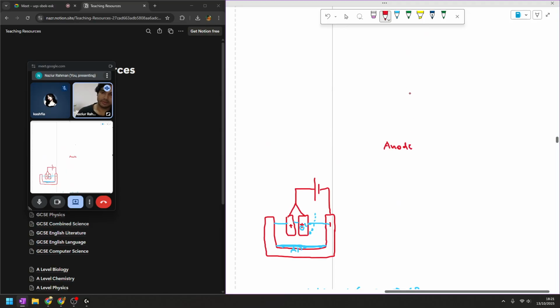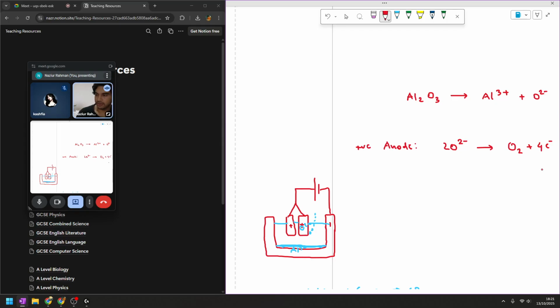you start with aluminium oxide. You dissolve it into cryolite at high temperatures, so it turns into aluminium ions and oxide ions. At the anode, the positive electrode, the negative ion will go there. The oxide ion loses 2 electrons to become an oxygen atom. When you have 2 oxygen atoms next to each other, they join together to make an oxygen molecule. So you can balance that: 2 oxide ions lose 4 electrons to give you 2 atoms, which join together to make an oxygen molecule.